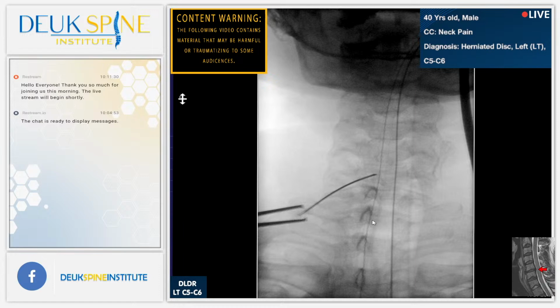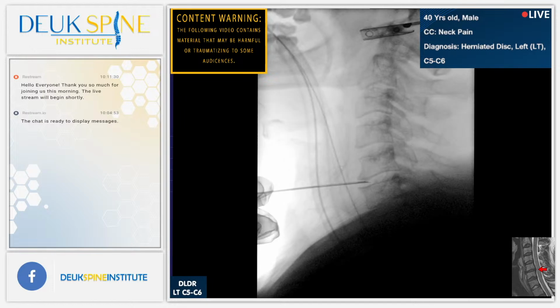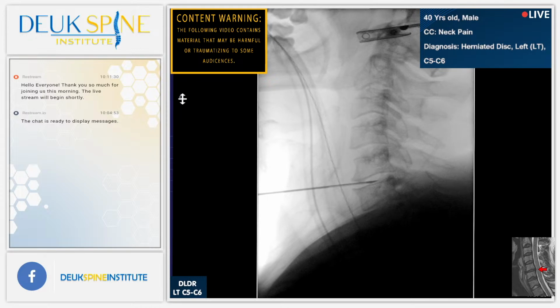You can see the spinous processes, and we're right in the middle at the front of the disc at C5-C6, right where we want to be, lateral. So I'm going to advance my needle into the disc. He has a herniated disc at C5-6. It's actually on the right side. He has right arm symptoms, and we like to start on the opposite side.